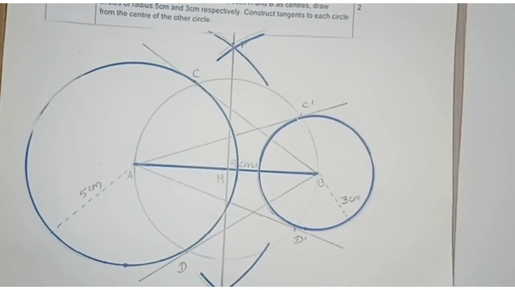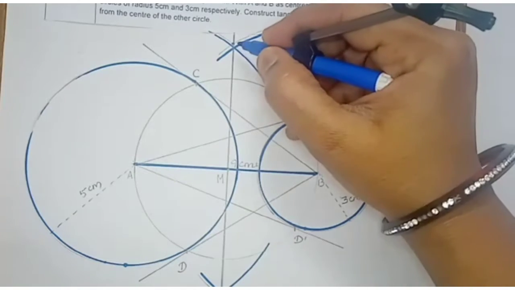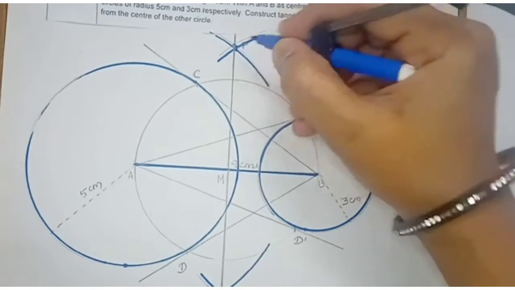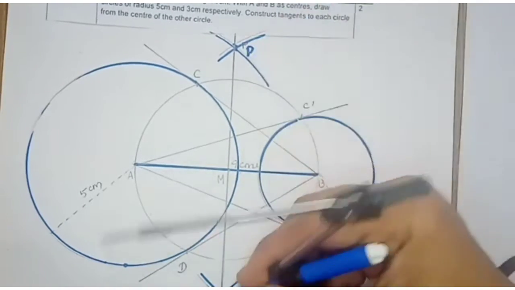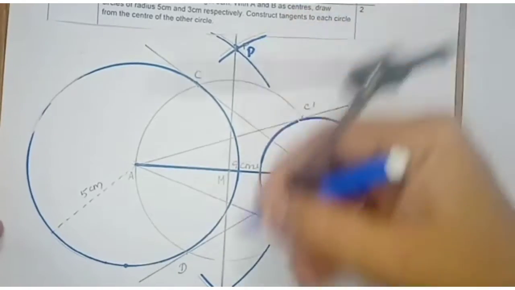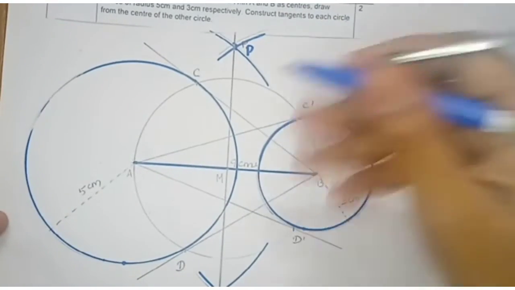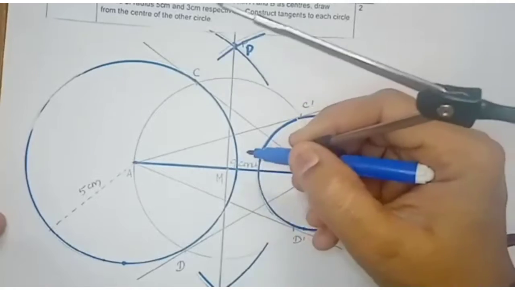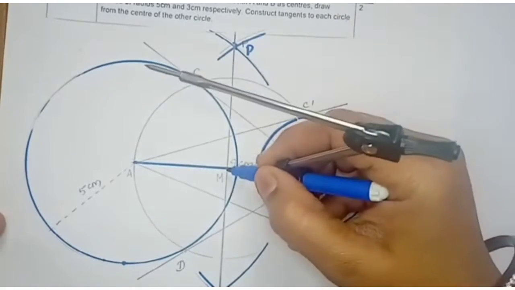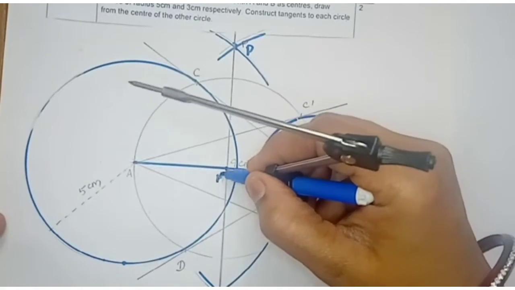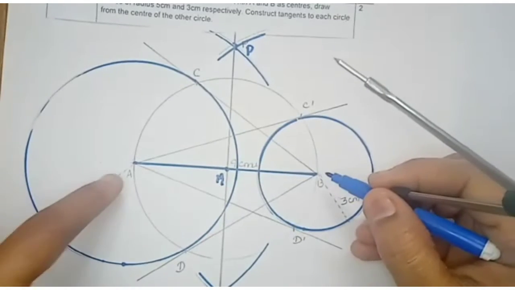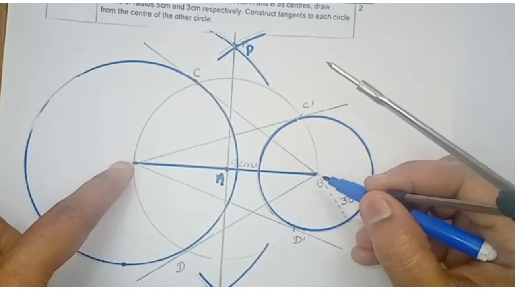Then we are getting 1 point here. You keep this as P and you keep this as Q. You join PQ and this line meets AB at 1 point M. This is the midpoint of the line segment AB.